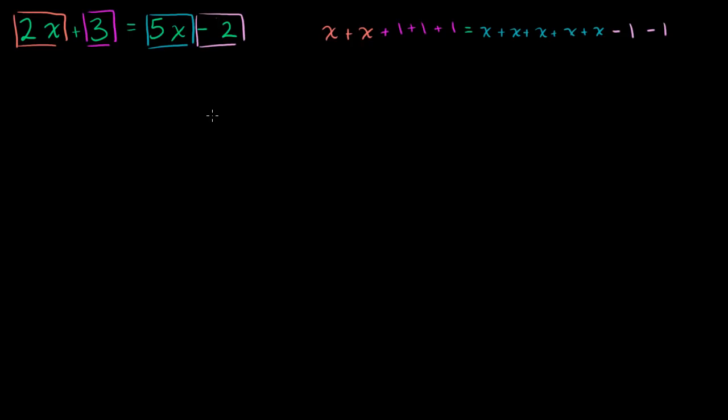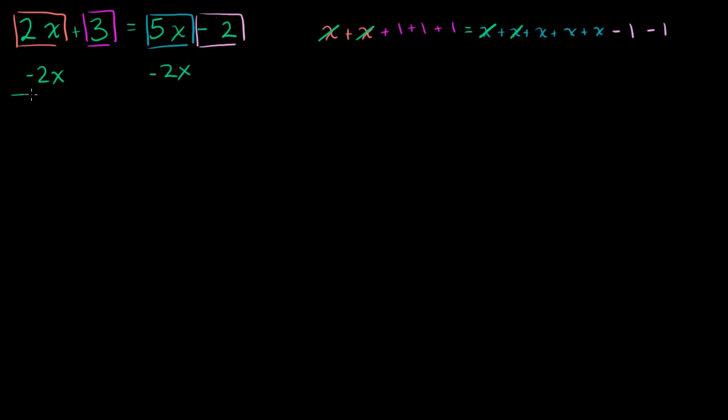So let's just start off subtracting 2x from both sides of the equation. And when I say that, I mean we're going to remove 2x's from the left-hand side. And if we remove 2x's from the left-hand side, we have to remove 2x's from the right-hand side. Just like that. So what does that give us? We're subtracting 2x's from the left, and we're also going to subtract 2x's from the right.